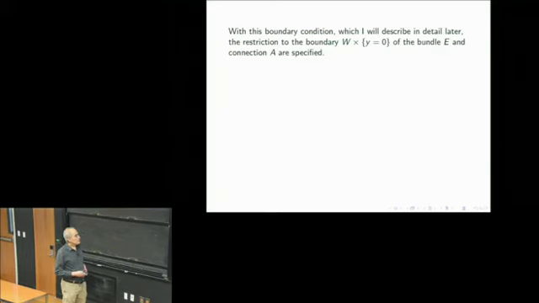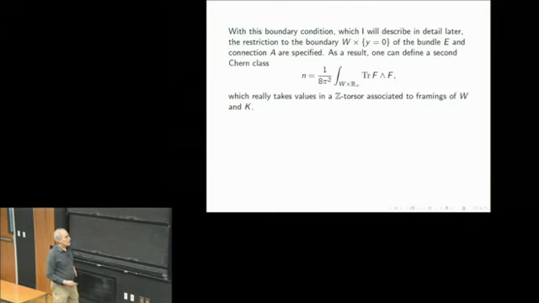With this boundary condition, the restriction to the boundary of the bundle E and the connection A are specified. I didn't say they're trivialized, I said they're specified. As a result, you can define a second Chern class. Well, first of all, I call it second Chern class, but that terminology is really for SU(N) or U(N). So there's an analogous quadratic Casimir operator for any simple Lie group. So there is such a characteristic class, but it's loose language to call it the second Chern class.